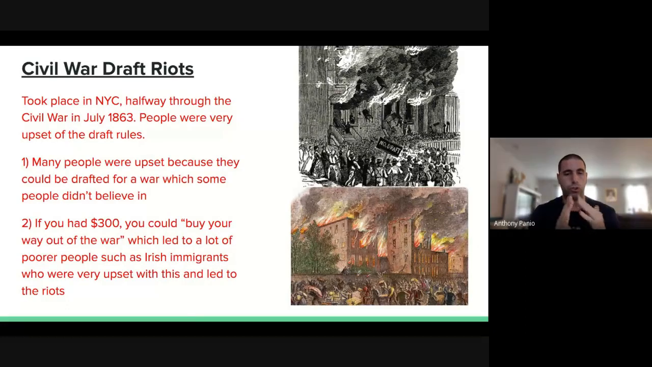So the first 2 years of the war don't go so well for the Union. They need to get more soldiers to help them. And why this is going to upset a lot of people is now people are not going to be volunteering to fight. They're going to be forced to fight. And a good amount of people, obviously New York City has a large population, are going to be drafted from New York City.